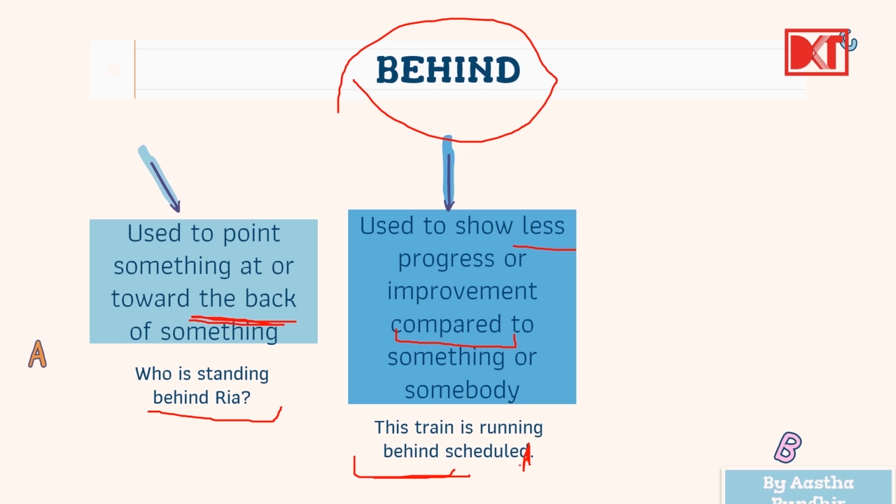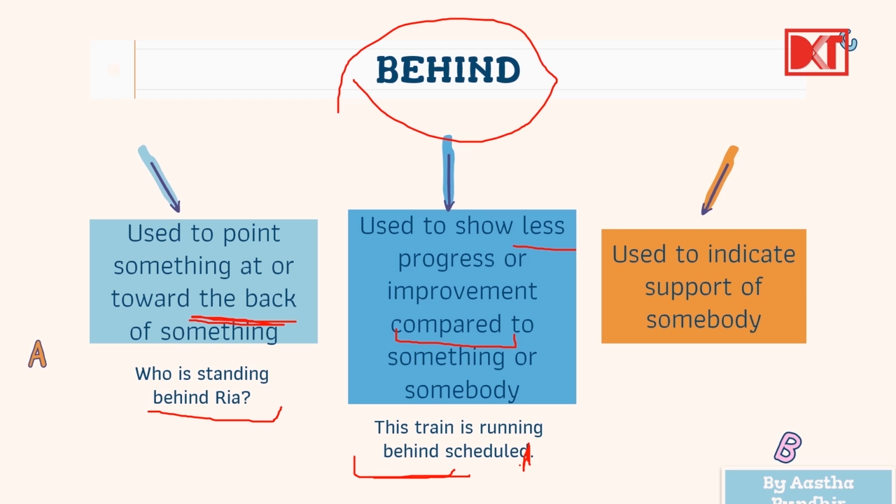Okay. Next, could be used to indicate support of somebody. किसी का सपोर्ट. जैसे, parents are behind her decisions. ठीक है? Parents are supporting her decisions. They are behind her decisions.